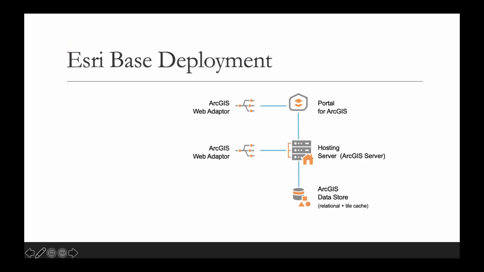Esri talks a lot about their base deployment, and they make this nice little graphic that shows you only 5 things, but it can be so much more than that. All of these things can be on one server. All of these represent installations or an install file, and all of these are required to have the base deployment.